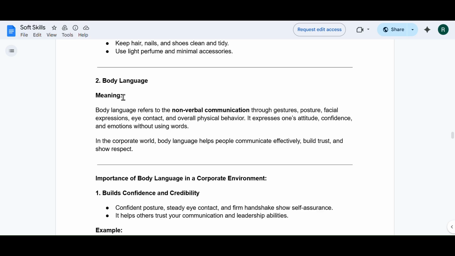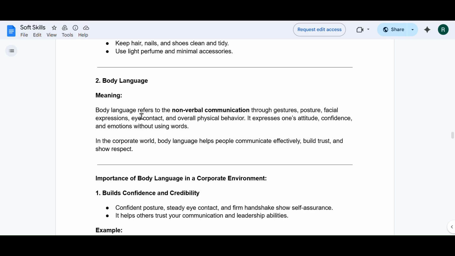Yeah, body language. Body language refers to non-verbal communication. We discussed earlier verbal communication and non-verbal communication, right? This body language comes under non-verbal communication. By non-verbal, I mean body language. We can tell body language like gestures, postures, facial expressions, eye contact. Overall, this physical behavior, everything is known as body language.